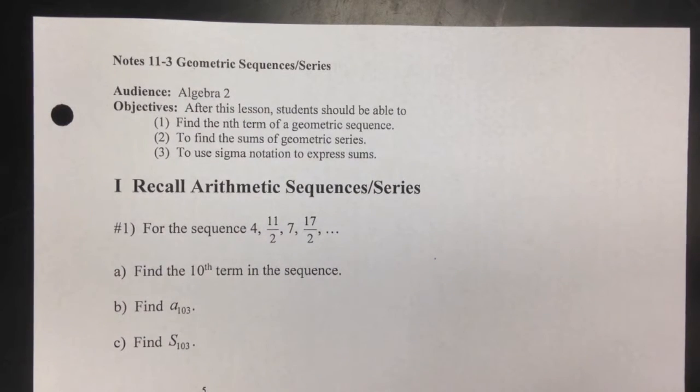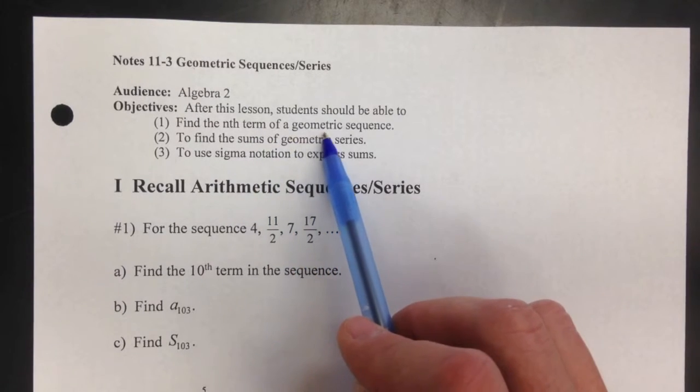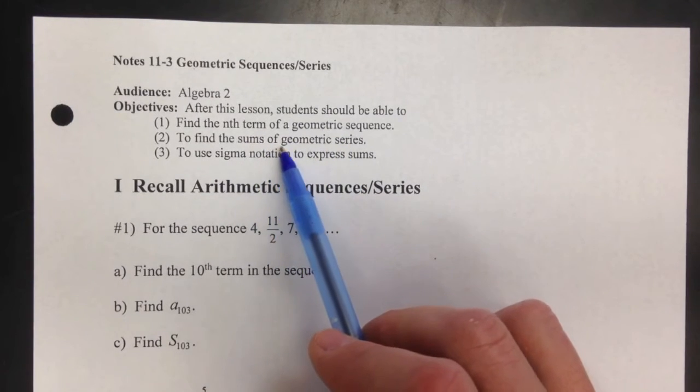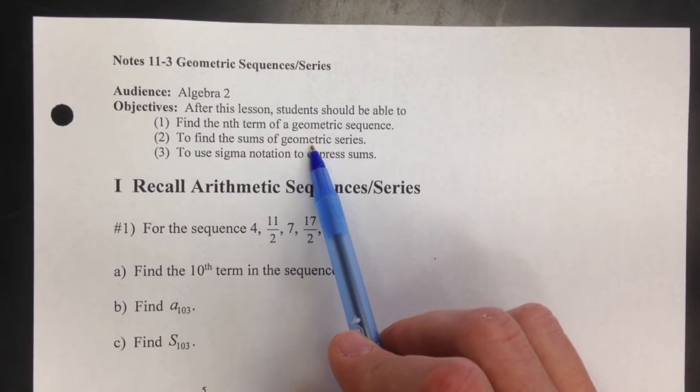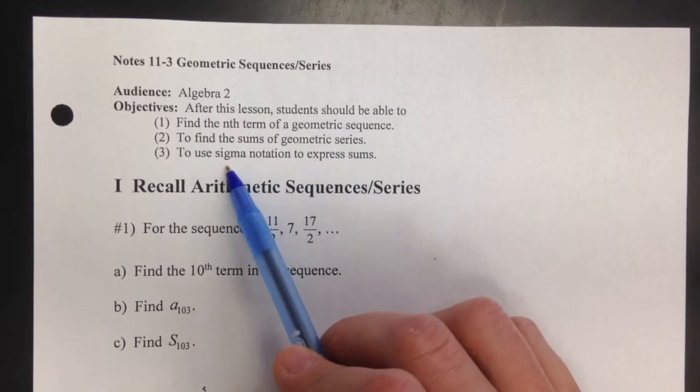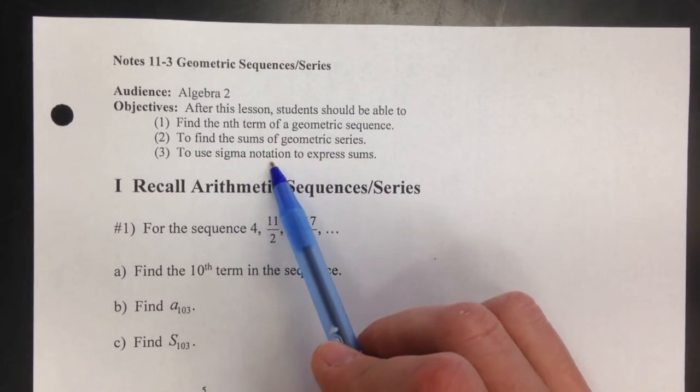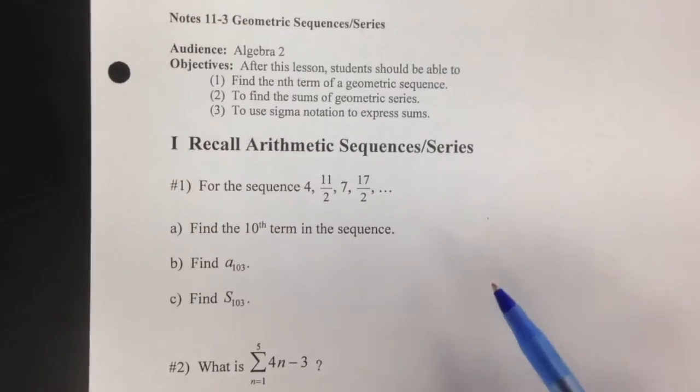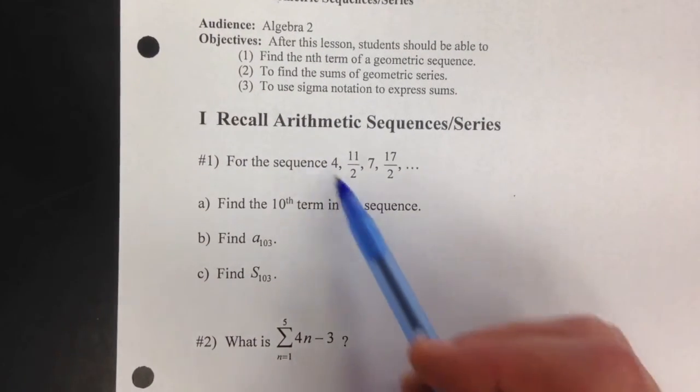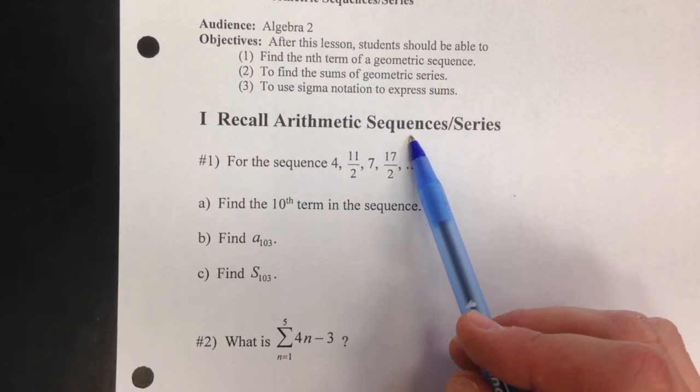All right, so the goals for today, we're going to find the nth term of a geometric sequence. We're going to find the sums of geometric series and infinite series. I'll add that in there, and use sigma notation to express sums. But the first thing we'll do is a little bit of a review of arithmetic sequences and series.